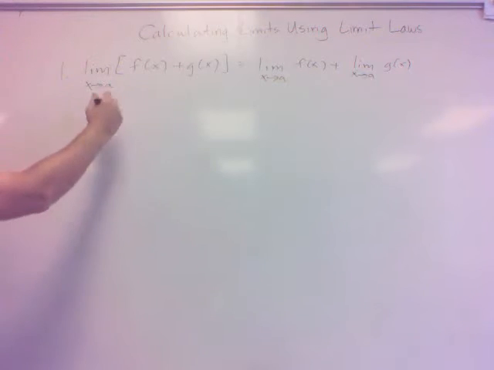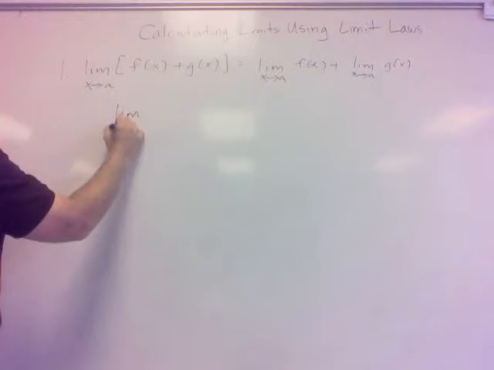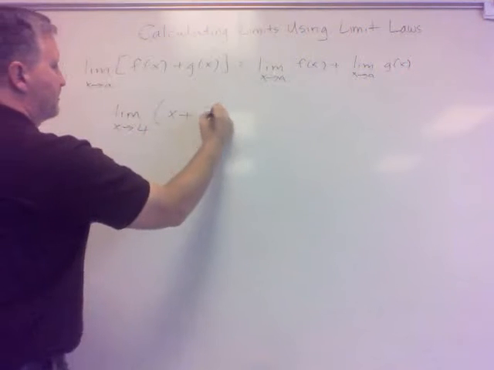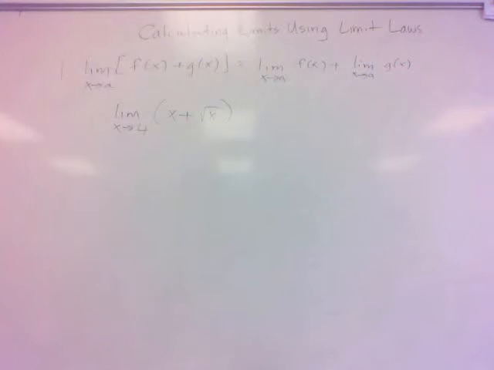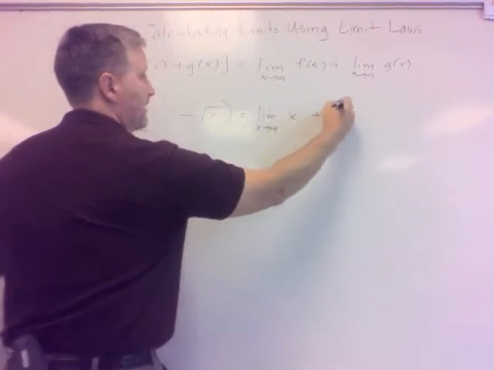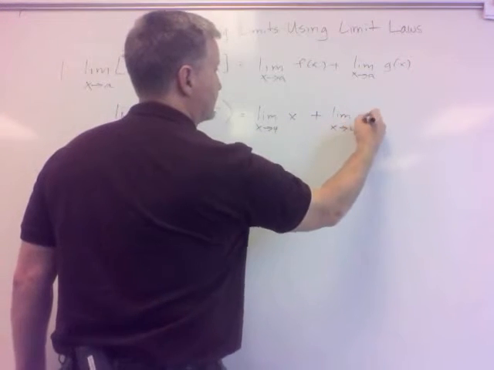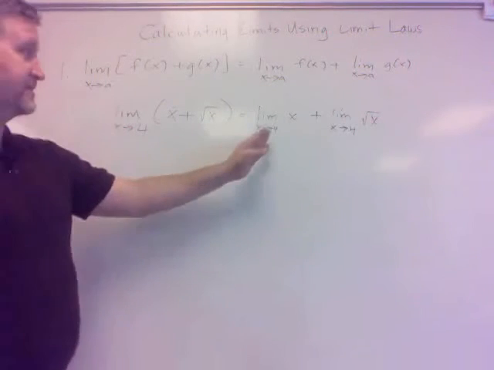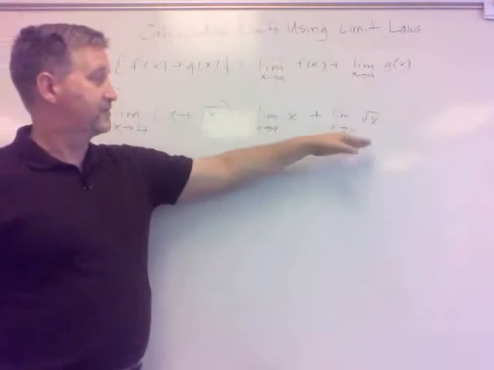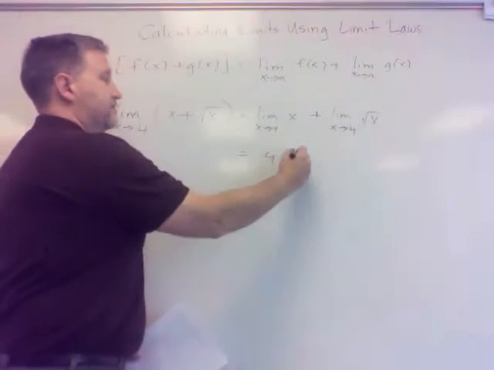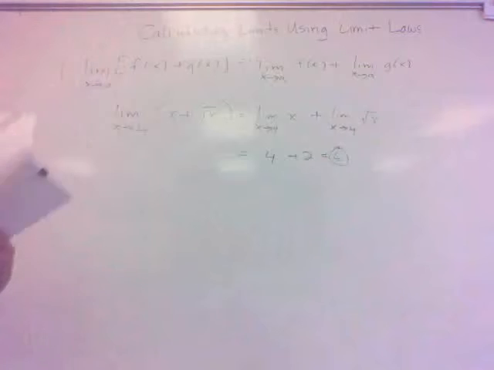I was just going to show you here what this is. Say I've got the limit as x approaches 4 of x plus the square root of x. Basically, by law number 1, I can do the limit as x approaches 4 of x, then the limit as x approaches 4 of the square root of x. That's what limit law 1 allows me to do, and you can see the advantage of that because the limit as x approaches 4 of x is going to be 4. The limit as x approaches 4 of the square root of x is going to be 2. 4 plus 2 is going to give you 6.